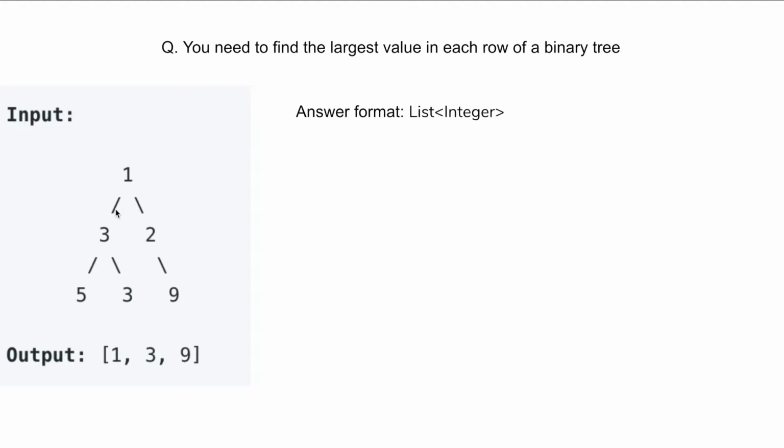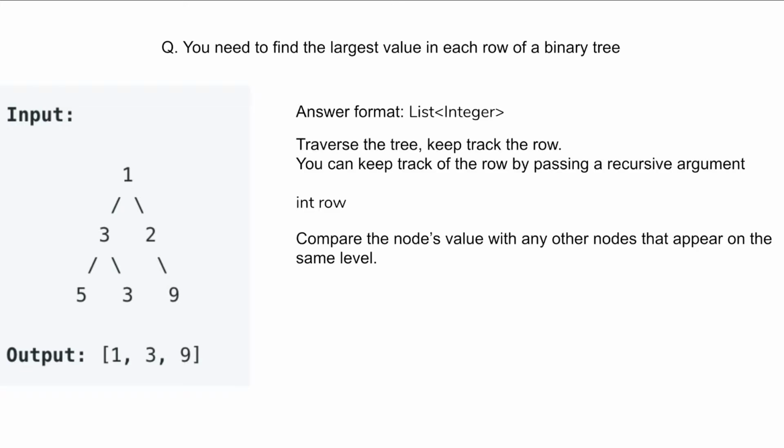So the answer format for this question is going to be a list of integers. And so that kind of gives you an idea of the data structure that we can use to find out whether or not the current level that we're on has a value. And it also provides us with a good way to use the level as an index to get the current value and compare it. And you'll see what I mean in a second.